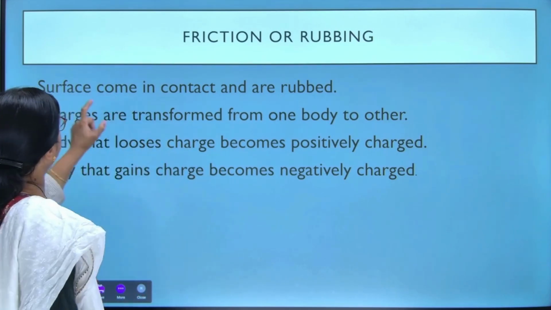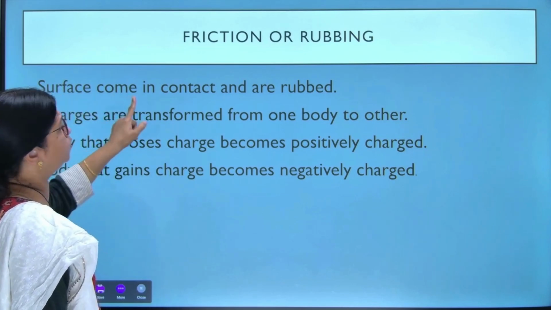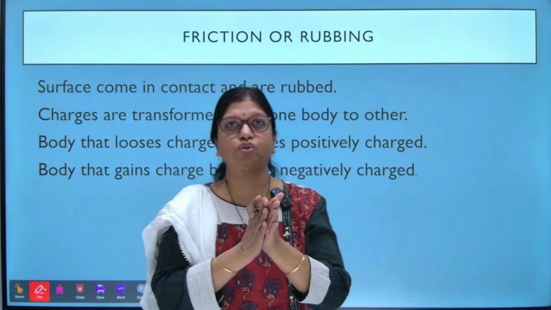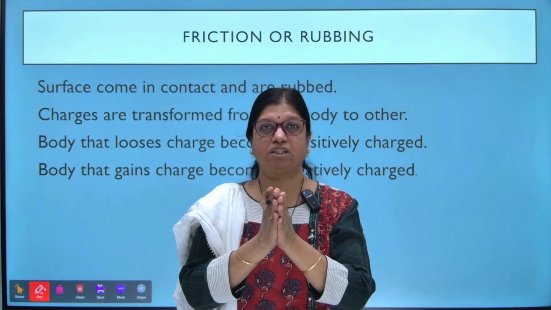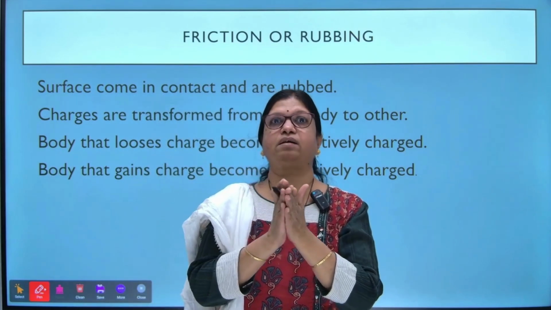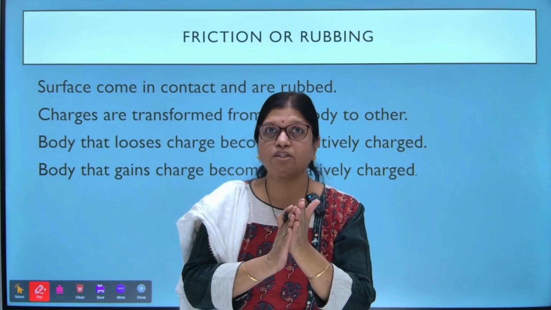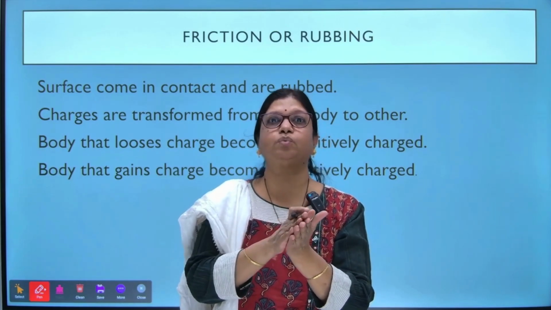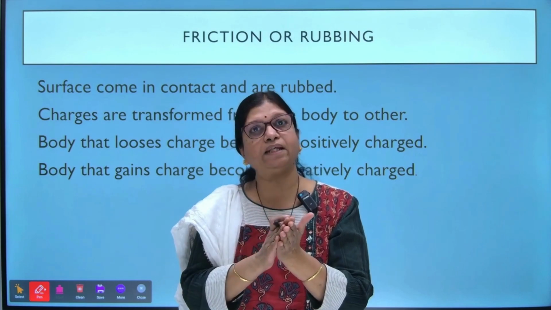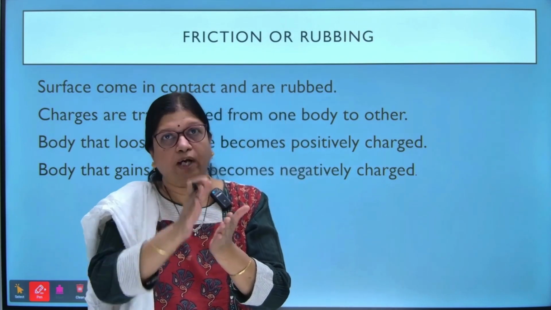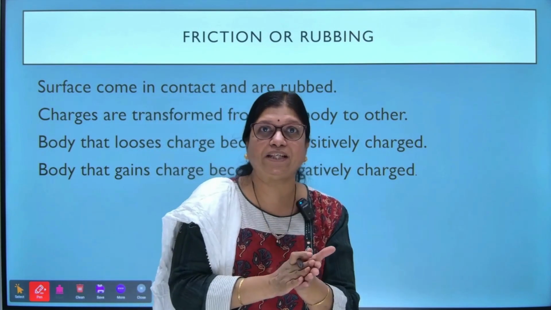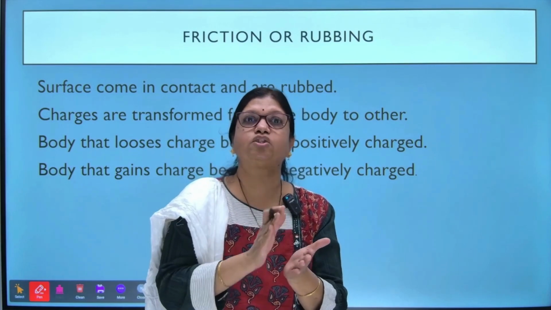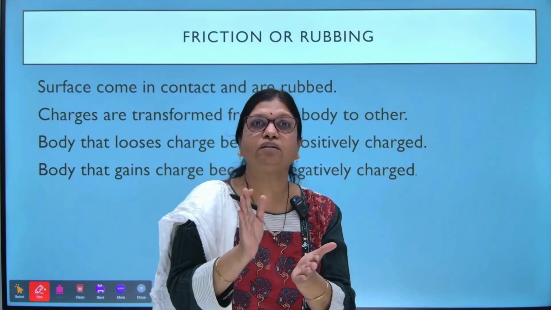Now basically we have to consider the process of friction in which two surfaces are rubbed. When two surfaces are rubbed, the charge which is available within the body comes to the surface, or it moves from one body to another body. Then you can say that the bodies are charged or the objects are charged.